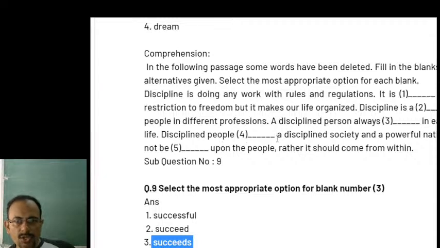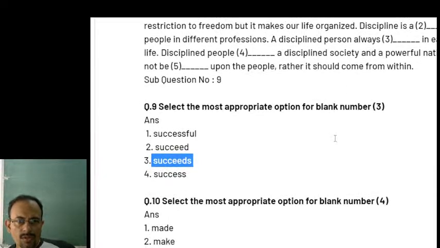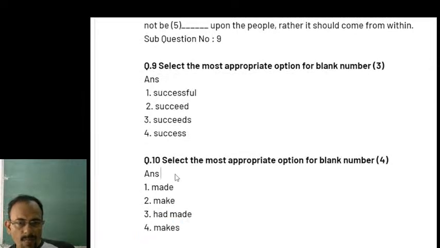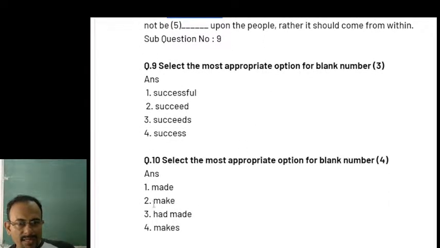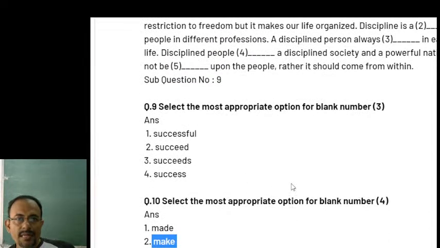Disciplined people dash a disciplined society. So, disciplined people, is it made, make, had made, or makes? So, disciplined people, you can write make, right? Disciplined people make a disciplined society.